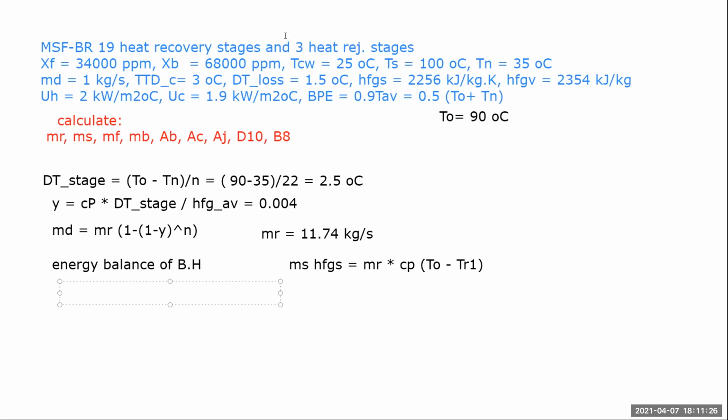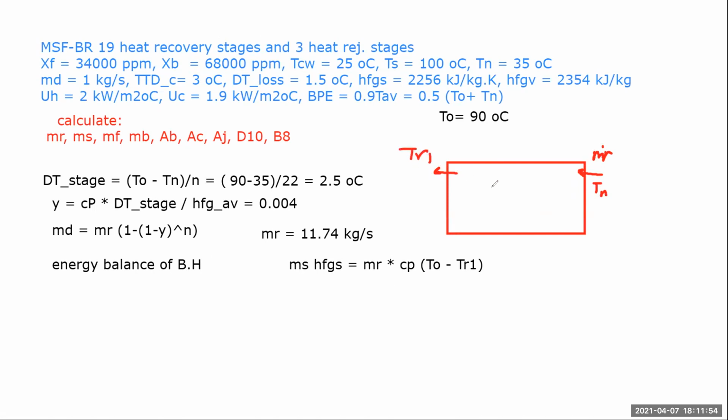So MS into HFG is equal to MR CP T naught minus TR1. TR1, if you remember, if we are considering the heat recovery section, here we have what is coming in is M dot R, and it is coming in with a temperature Tn, and then it should be heated here to TR1. The number of stages that we have here is 19 because this is the heat recovery section.